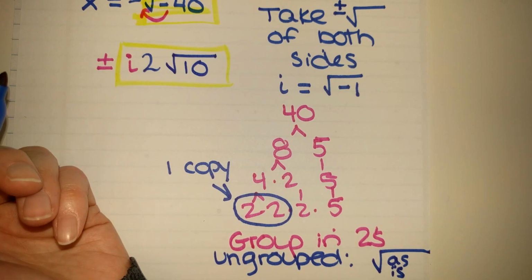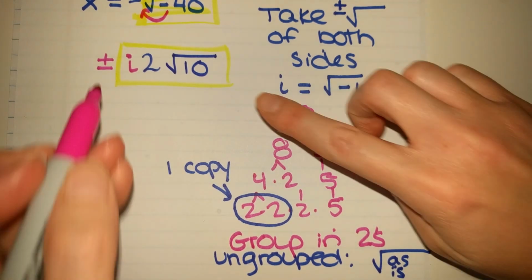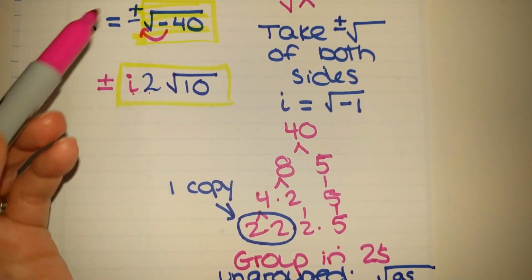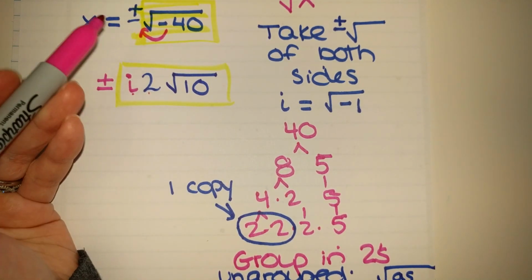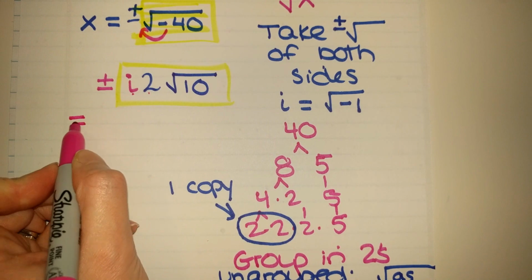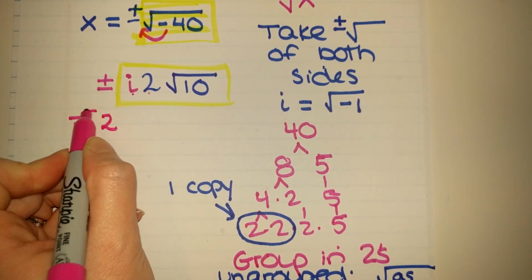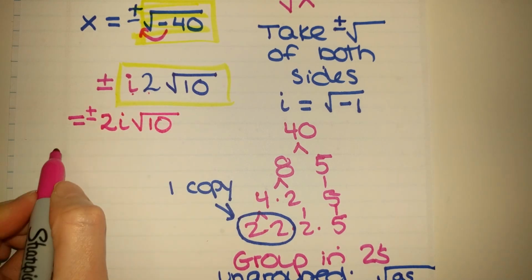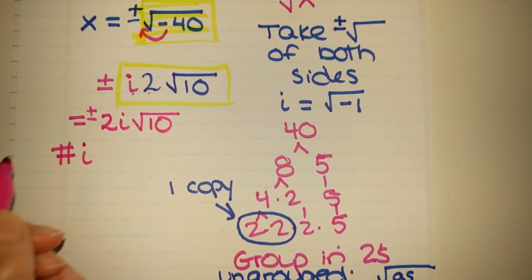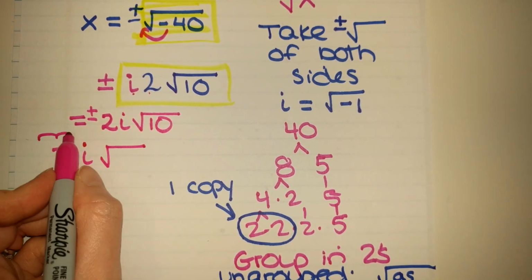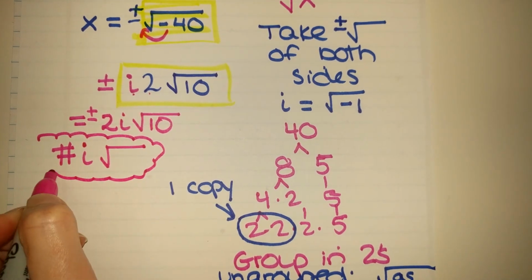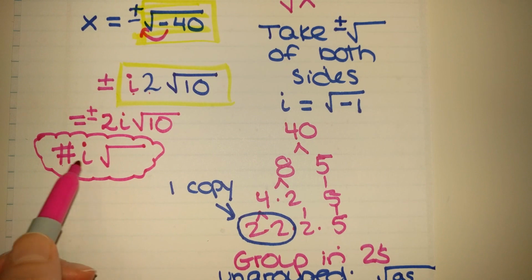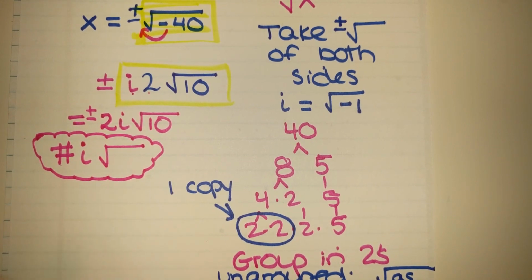Now, you can rewrite this. The key thing, though, to remember is that all of this, i 2 square root of 10, is going to stay after the plus or minus, just like the square root of 40 was after the plus or minus. So a lot of times what we do is we write it as plus or minus 2i square root of 10. So you have the number, the imaginary, and then the radical. And that's a good format to think about: the number, the imaginary, and then the square root. So coefficient, the i, quote unquote, and then the square root sign.